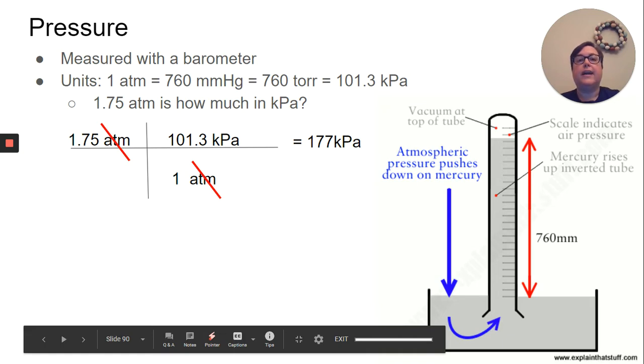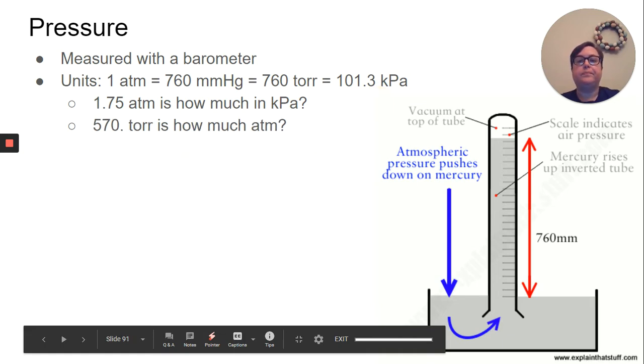All right, so we're going to try the second example. We're going to start with our given. Here we have torr, and we're trying to get to atm. So we're going to take torr and move it down to the bottom so that we can throw it away. And then our unit that we want to get is atm, so we're going to put atm on the top. We look at our number line on the reference table, and we see that 760 goes to torr, and 1 goes with atm.